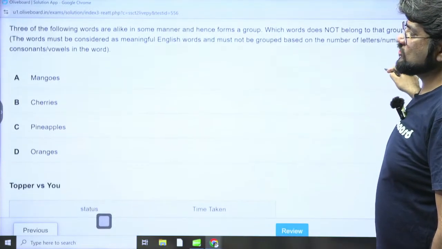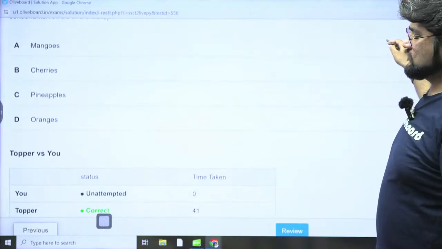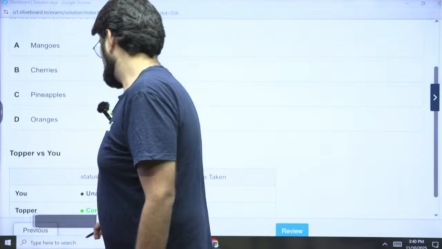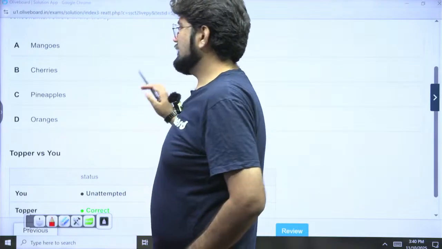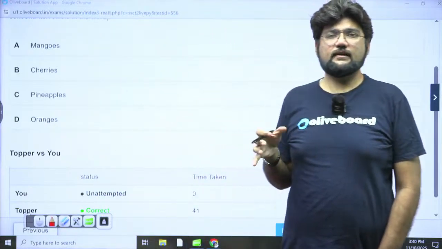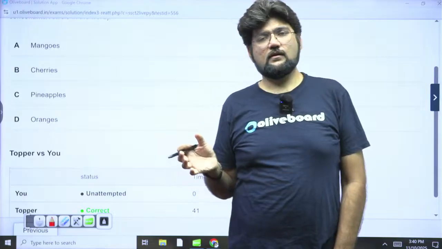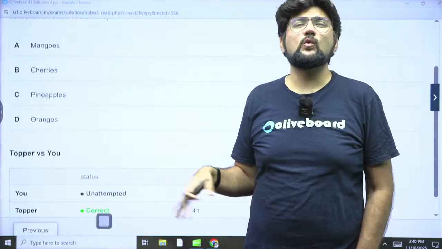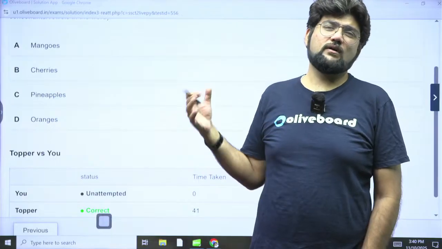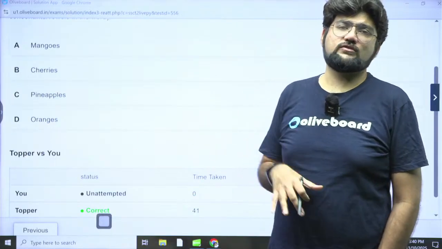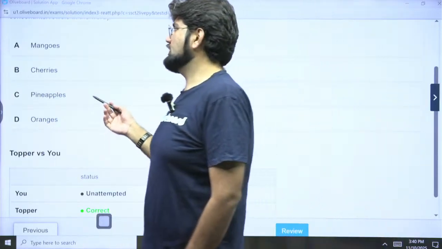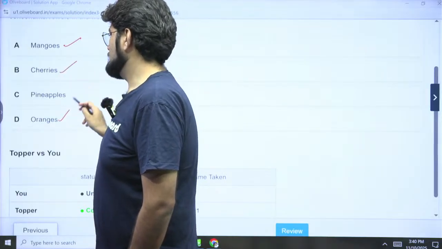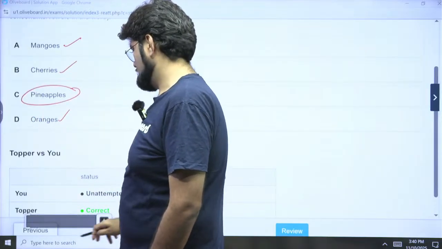Which of the following words does not belong to the group? Mangoes, cherries, pineapples, oranges. Whenever it's talking about fruits, always think about something. First group is fruit or vegetable. Second group is modified stem, modified root, under the ground, above the ground. Third most common thing is seeds and no seeds. Here seeds and no seeds work out. This is a single seed. This is a seed. Pineapples don't have seeds, so option C is the right answer.